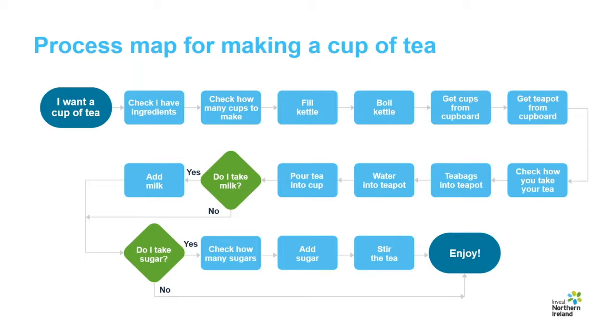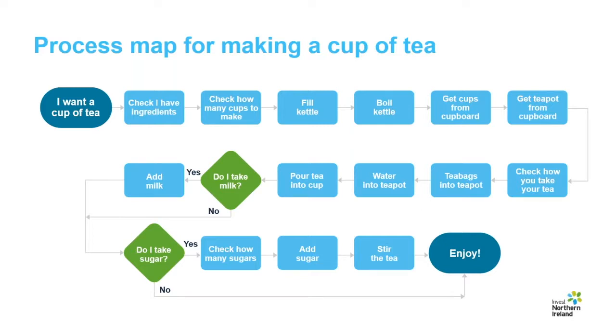So the first thing you do is check that you have the ingredients. Check how many cups you need to make. Fill the kettle, boil the kettle, get the cups from the cupboard, get the teapot from the cupboard. Check how you take your tea. Put tea bags into the teapot, water into the teapot, pour tea into the cup.